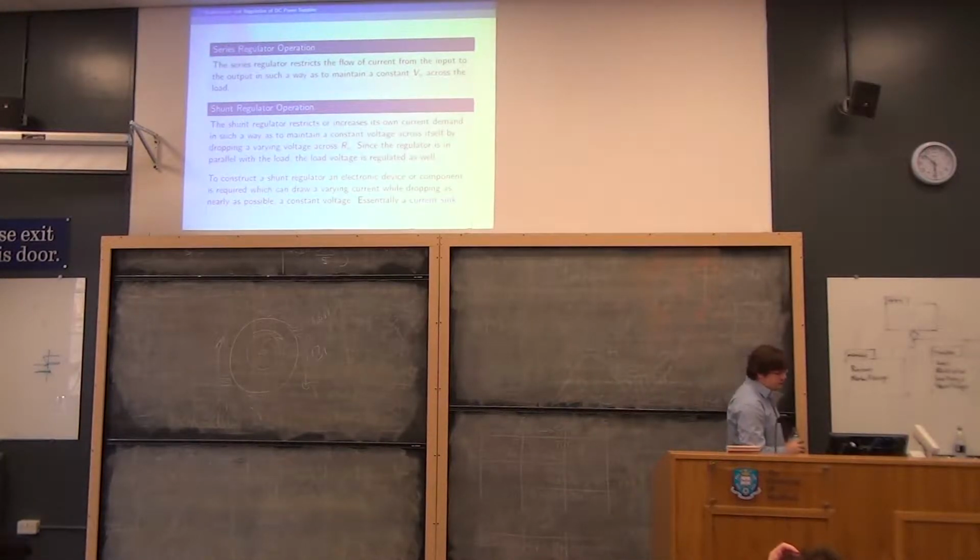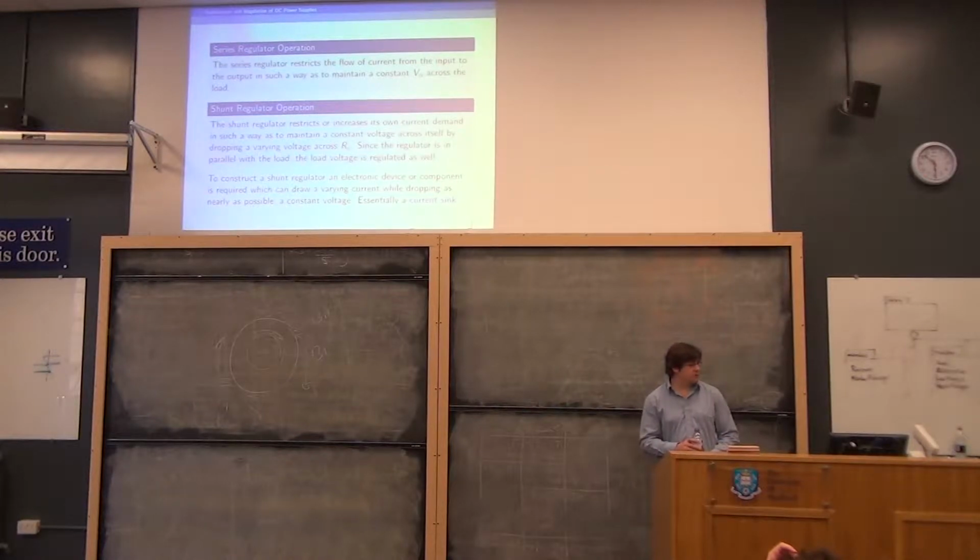And the operation of a shunt regulator is that it restricts or increases its own current demand in such a way as to maintain a constant voltage across itself by dropping a varying voltage across a source resistance, RS, and since the regulator is in parallel with that load, the load voltage is regulated as well. So if I said, how does it work? That would be the sort of words I was looking for.